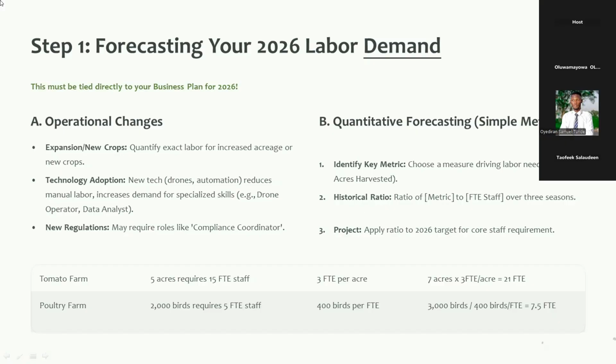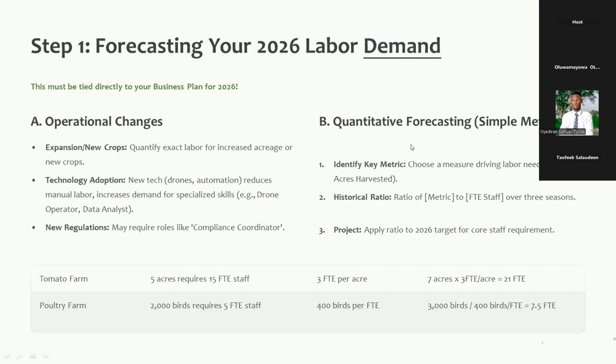And by FTE staff, I mean full-time equivalent staff. Those are the staff that you know are your full-time. There are some people that you just hire on contract, but FTE means your full-time equivalent staff. So over the 3 seasons, you can use 2023, 24, 25 to determine, then with that you will know that going into 2026, this is what I will need. Then you project: you now use your projection to apply the 2026 target for core staff requirements. I believe that forecasting requires a little mathematics, so let's just do this together.